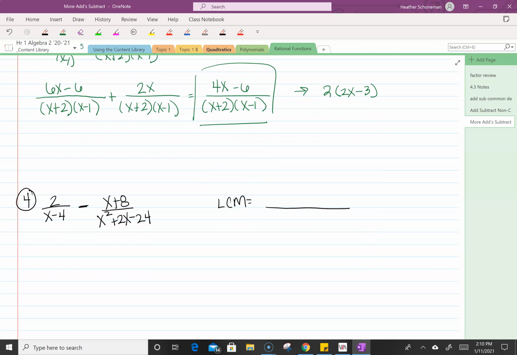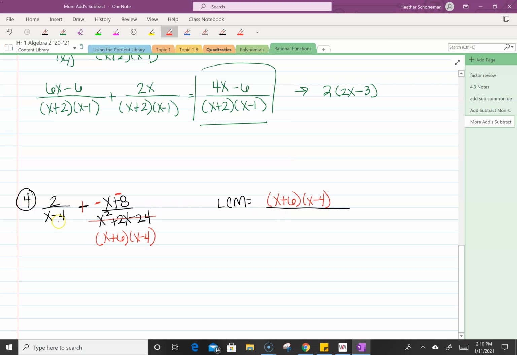All right, last question. It's a minus, so the first thing I want to do is change this to a plus, and then change the sign of everything in the top numerator. I also need to factor my denominators to be able to figure out the least common multiple. So this is going to factor to x plus 6, x minus 4. So my least common multiple needs to include everything, so my least common multiple is going to be x plus 6, x minus 4. This fraction on the right, the denominator matches the least common multiple. I don't need to change it.